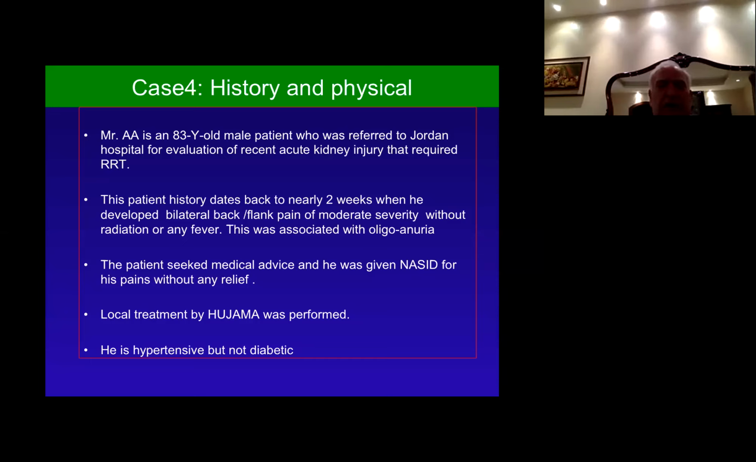He had local treatment by Hijama, of course, which was performed. I don't know whether you have it in your area. I'm sure you have it, Hijama. Yes, sir. He's hypertensive but not diabetic.